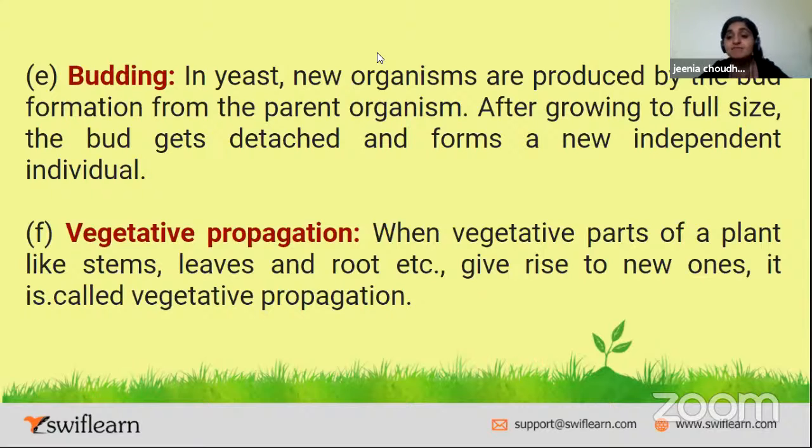When vegetative parts of a plant like stem, leaves and roots etc. give rise to a new one, it is called vegetative propagation. Right? We have learned how stem, leaves and roots grow, and you know the examples as well. Go and refer to the other videos as well. And in the beginning of this video also, you can find about vegetative propagation and the examples of the plants that grow from stems, leaves and roots.